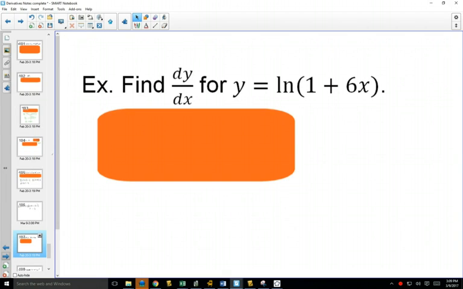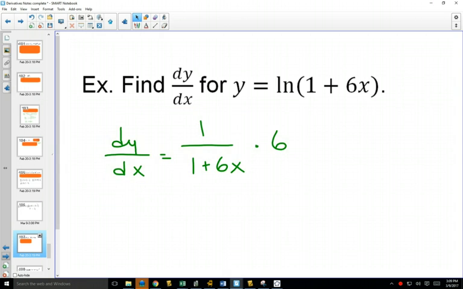Straightforward one. Chain rule, what's the inside function? 1 plus 6x. So we do the derivative of natural log, which is 1 over, keep the inside the same. So it's 1 over 1 plus 6x, then multiply by the derivative of the inside, which is 6.